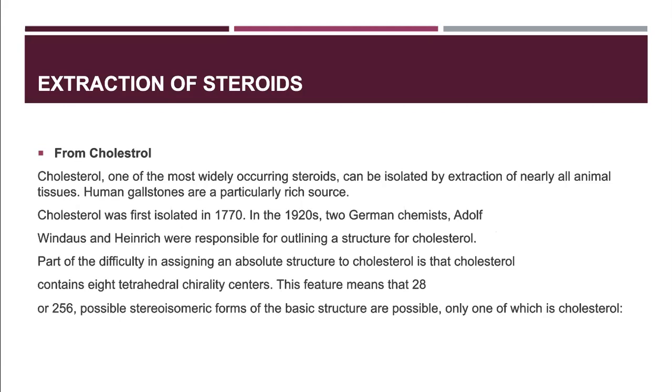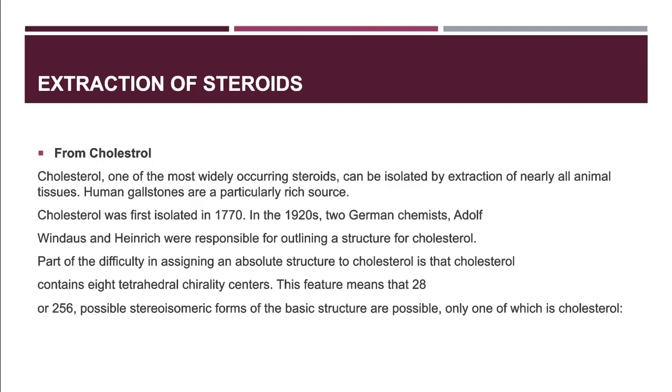Extraction of steroids from cholesterol. Cholesterol is one of the most widely occurring steroids. It is extracted from the lipids and can be isolated from nearly all animal tissues, meaning the adipose tissues. Human gallstones are a particularly rich source. Cholesterol was first isolated in 1770.